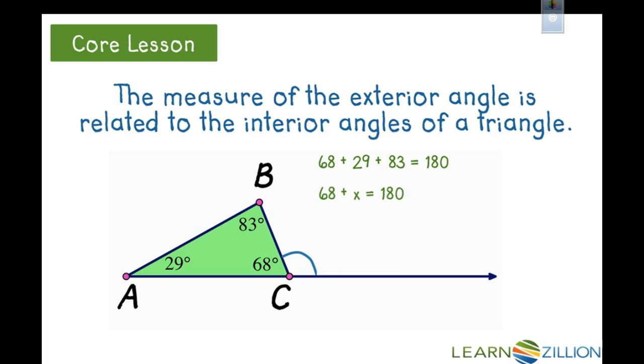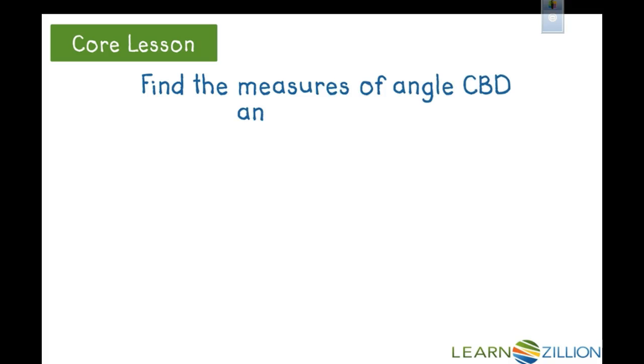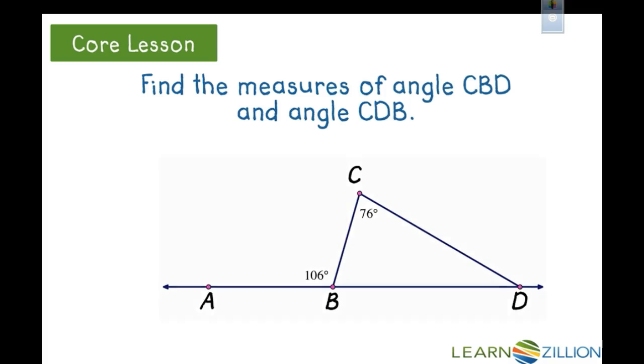In order for both of these equations to be true, x must equal 29 plus 83, or 112 degrees. Therefore, any exterior angle is equal to the sum of the other two interior angles. Let's use this knowledge to solve a problem. Find the measures of angle CBD and angle CDB.